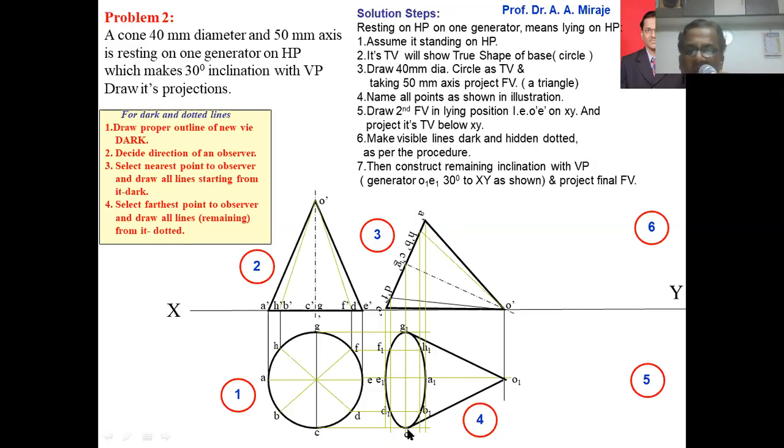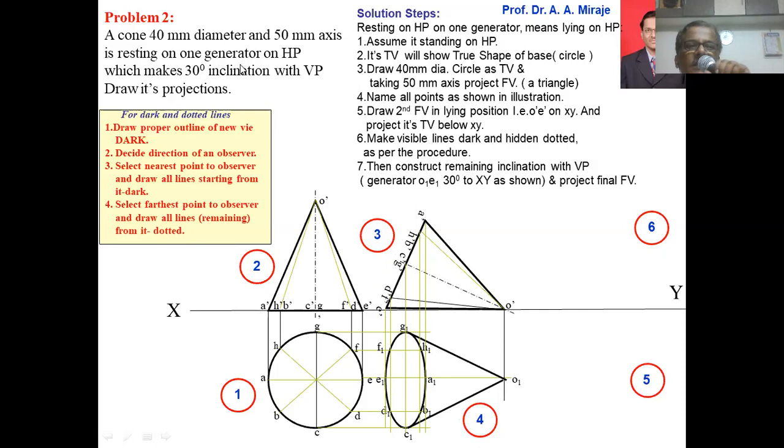So that's why this part of the cone is visible. Now when you look in this direction, F dash is the farthest corner or farthest point on the base. But since it is on the outline, this E dash point is also visible. So the visibility is very simple in view number 4.